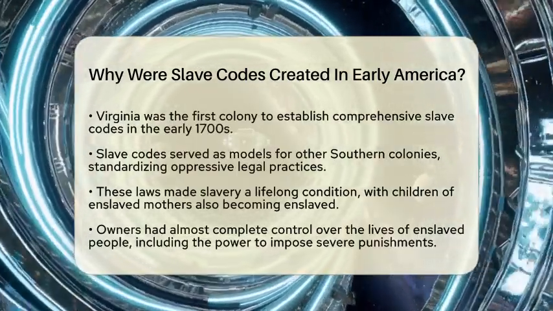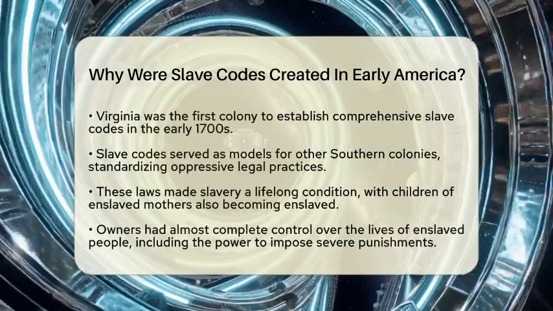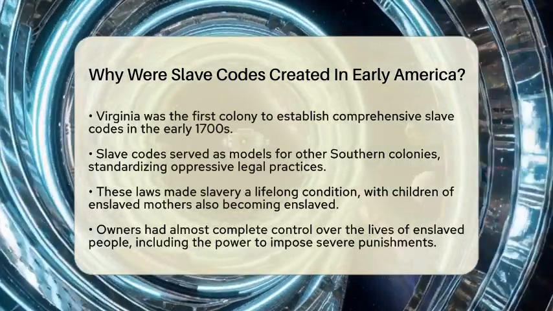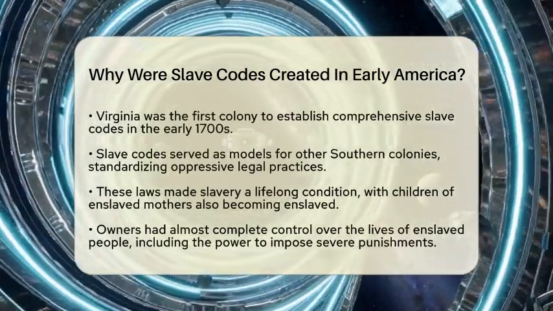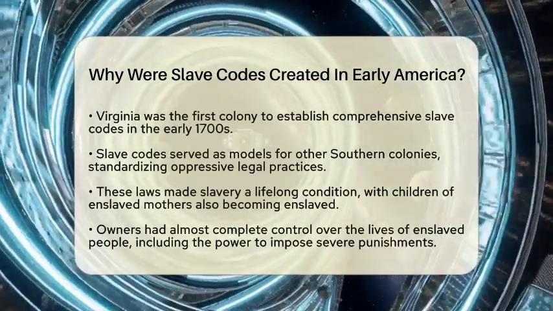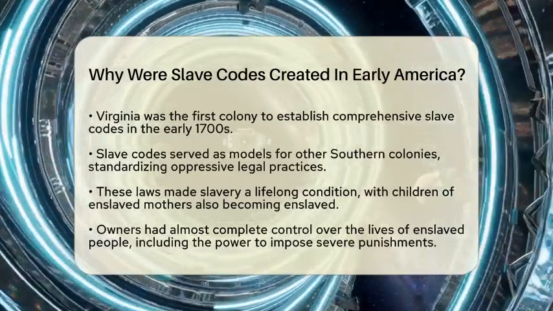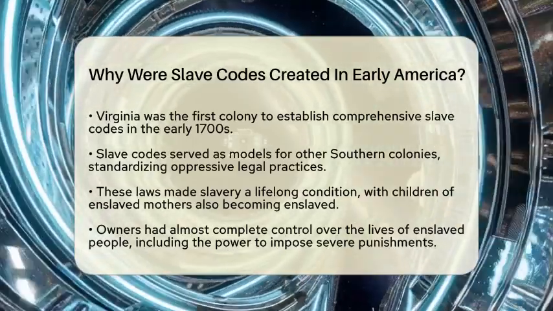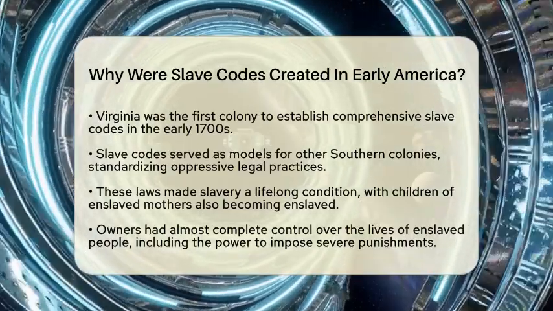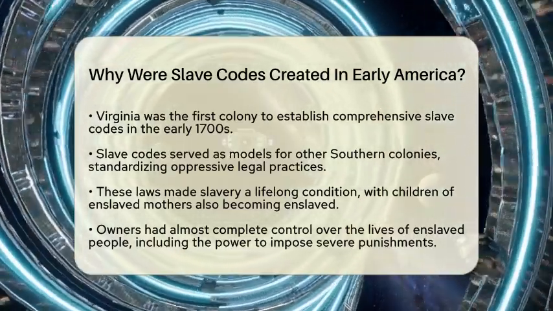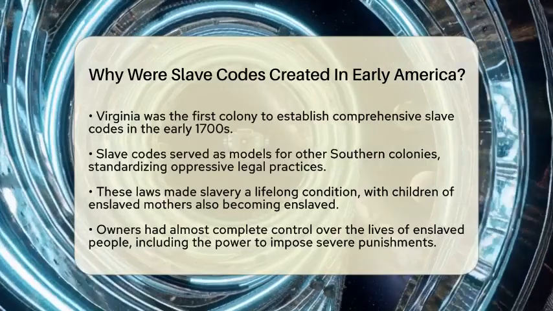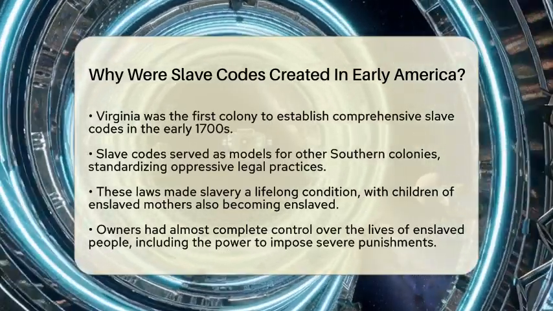Virginia was the first colony to create comprehensive slave codes in the early 1700s. These laws served as models for other colonies, especially in the South. The codes made slavery a lifelong condition that could be passed down to future generations. This meant that children born to enslaved mothers would also be enslaved.